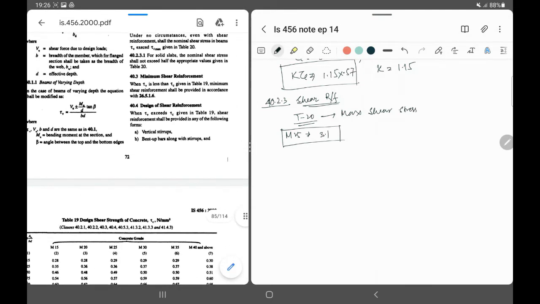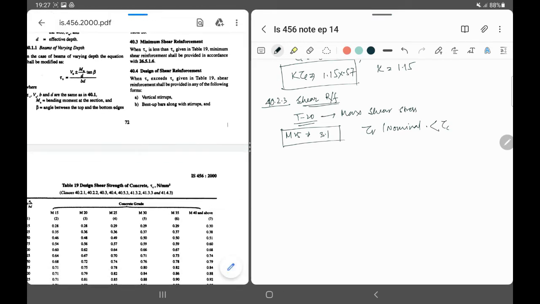And now understand gradually. When tau v, which means nominal shear stress, is less than tau c, tau c meaning shear strength of concrete, say tau v equal to 0.1, tau c equal to 0.5, definitely less than. Then this is case number 1. No need of extra shear reinforcement, just provide minimum shear reinforcement.